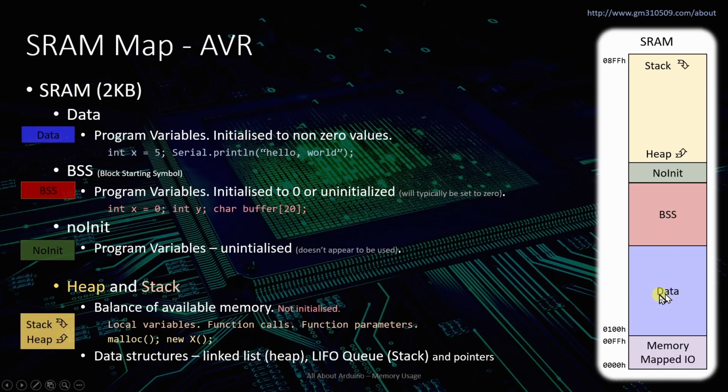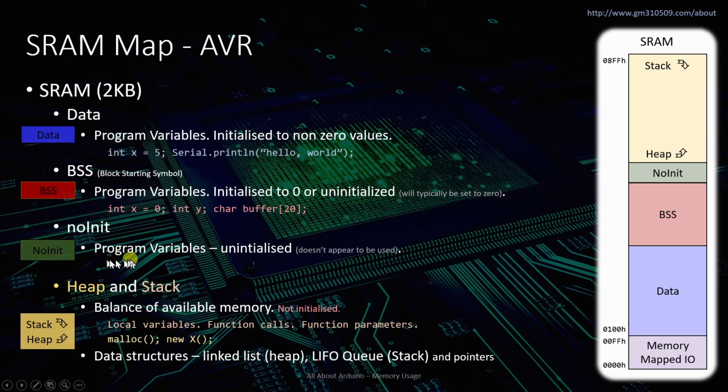So data is for variables that you define in your program and you assign values to them. So here's some examples: int x equals 5, or it could be anonymous variables like this one where there is a value. So we're printing out this string. These things all go into this data section here. The next section is this BSS, or block starting symbol, and that's typically reserved for variables that are initialized as 0, or they're not initialized at all, like these two here, y and buffer.